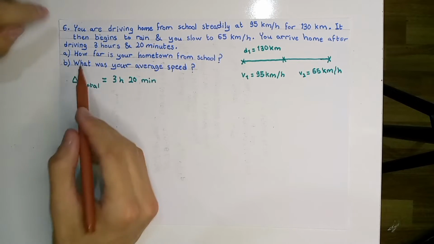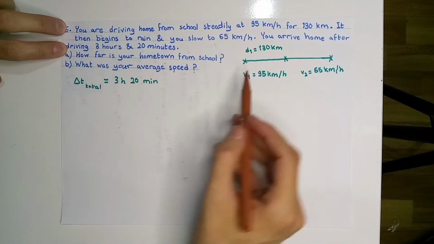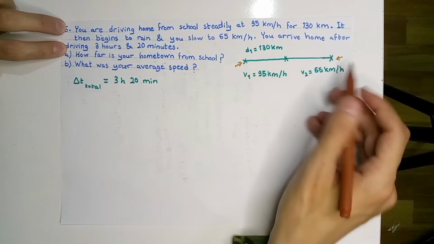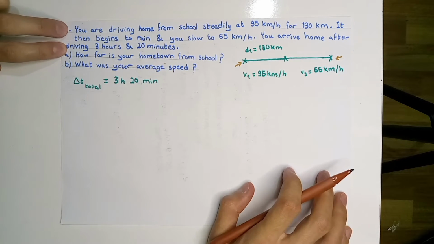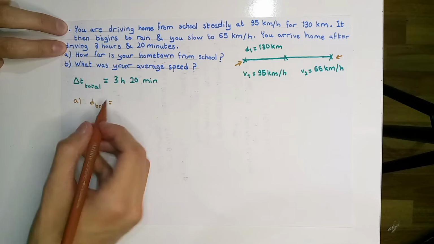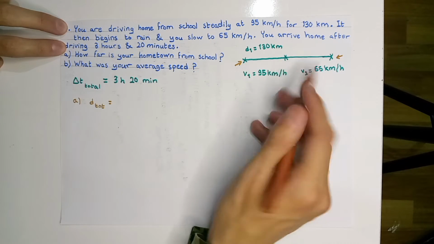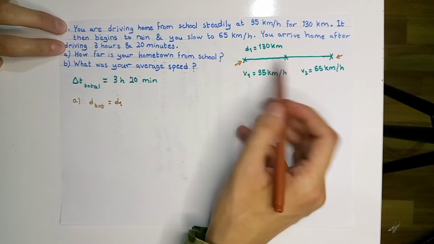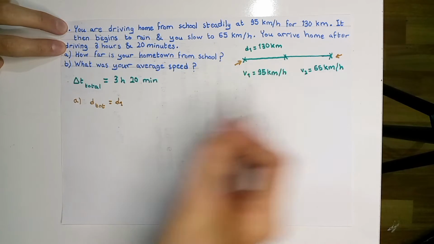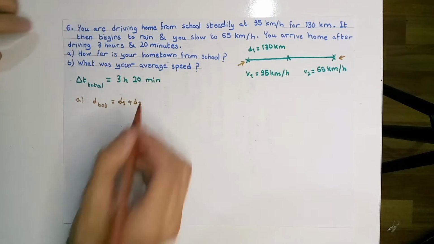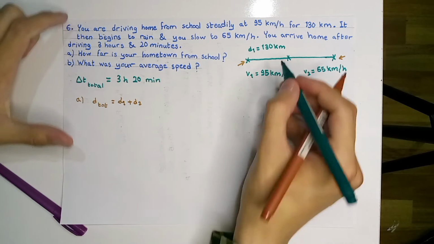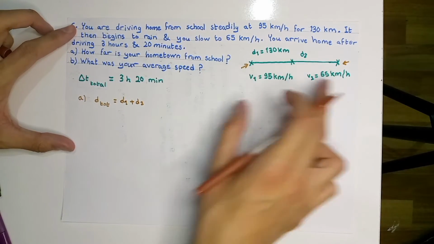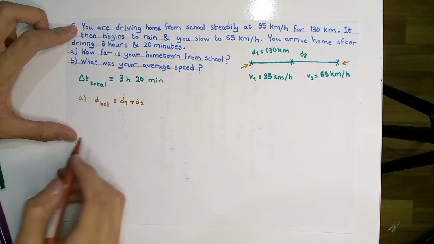Firstly we want to calculate the distance between your hometown, between this point and this point, between your home and your school. The total distance is intuitively equal to these two distances, d1, the distance needed to travel this part of the track, plus d2, which is the distance needed to travel through this track. D1 is already known, it is 130, but D2 is not known yet. We want to calculate it.